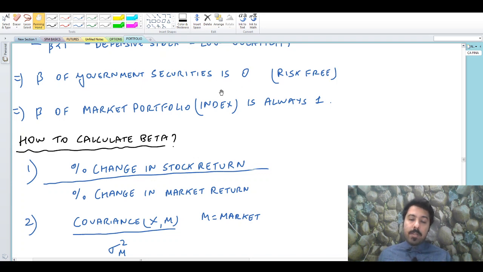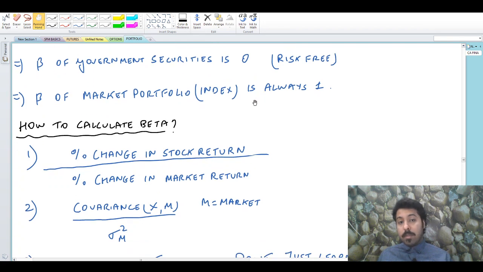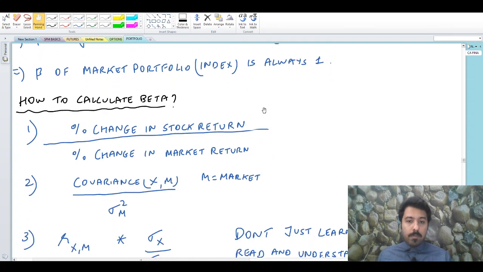Beta captures the risk, right? And there is no risk. These are risk-free securities. So government securities beta is 0, and beta of market portfolio is always 1. Relation of market with market will be 1. If market moves by 1%, market will move by 1%. Obviously, that's what it says, right? So take 0 and 1.